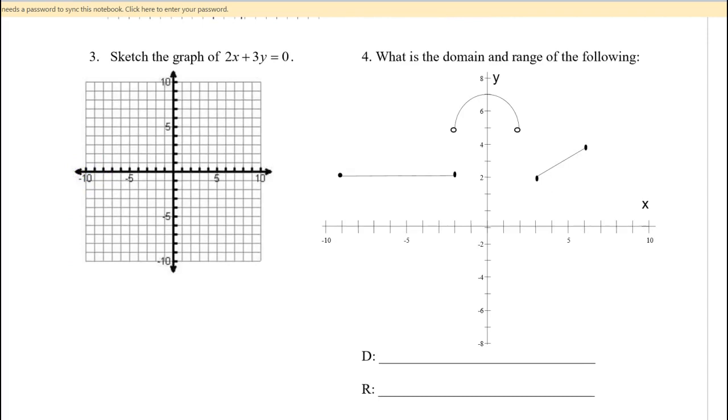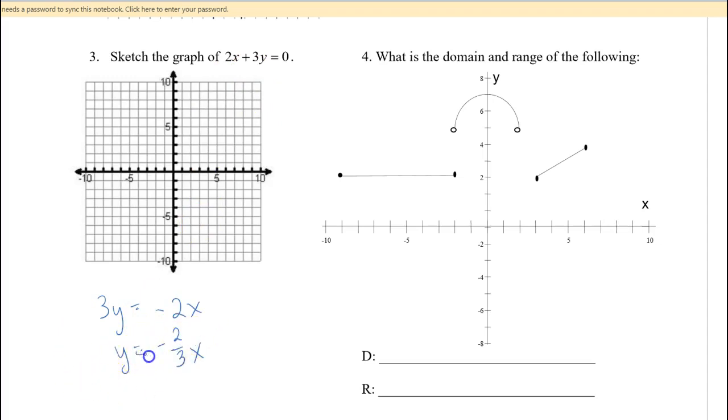Sketch the graph of 2x plus 3y equals 0. So many ways to do it. You can make a chart and start plugging in points and finding the other one. I have always, my whole life, been a fan of getting y by itself, like I'm programmed that way. So I'm going to move the 2x to the other side. I'm going to divide both sides by 3.